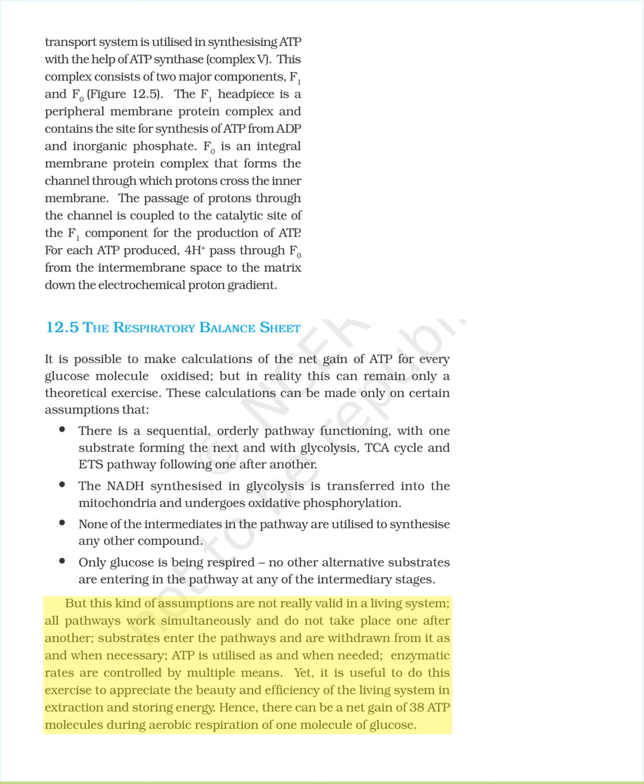But these kinds of assumptions are not really valid in a living system. All pathways work simultaneously and do not take place one after another. Substrates enter the pathways and are withdrawn from it as and when necessary. ATP is utilized as and when needed. Enzymatic rates are controlled by multiple means. Yet, it is useful to do this exercise to appreciate the beauty and efficiency of the living system in extraction and storing energy. Hence, there can be a net gain of 38 ATP molecules during aerobic respiration of 1 molecule of glucose.